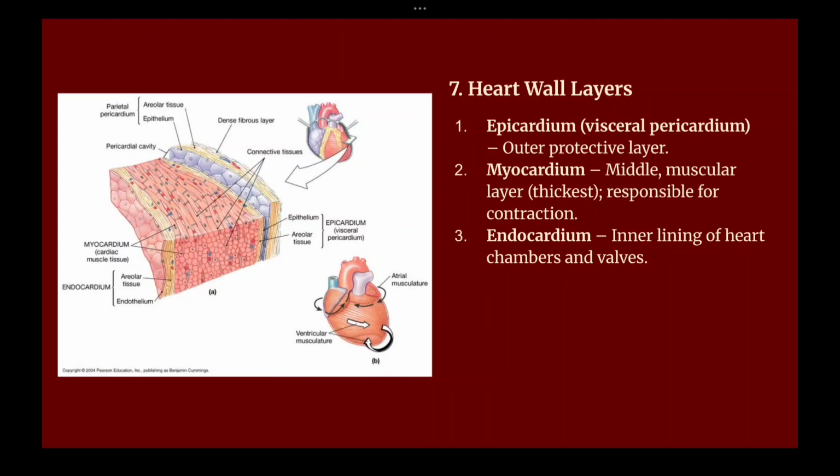So now let us see the heart wall layers. We saw the outermost covering, which is called the pericardium. Now we will see the heart wall layers, which are epicardium, myocardium and endocardium. Now the epicardium is the visceral pericardium. Visceral meaning the organ, and pericardium is the covering. So the epicardium acts as the outermost protective layer.